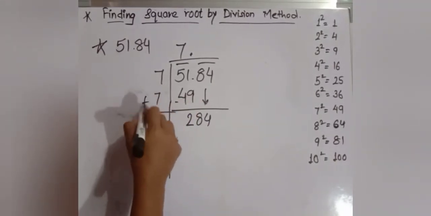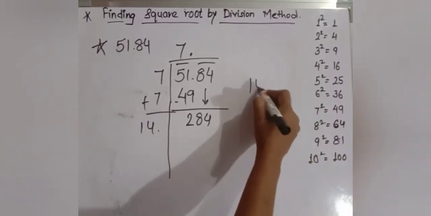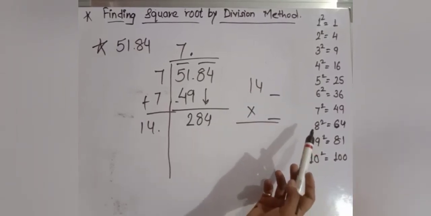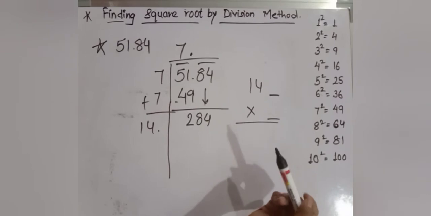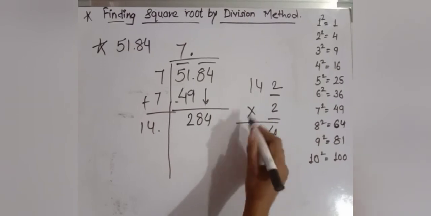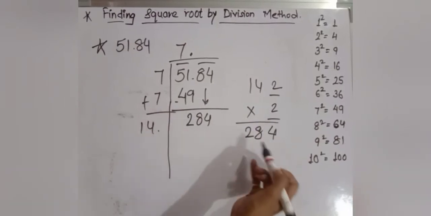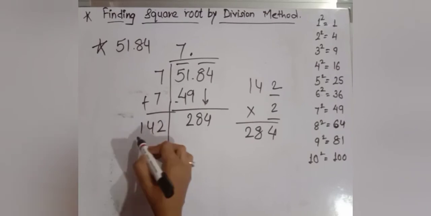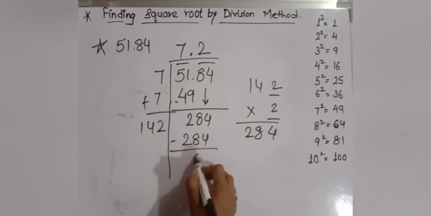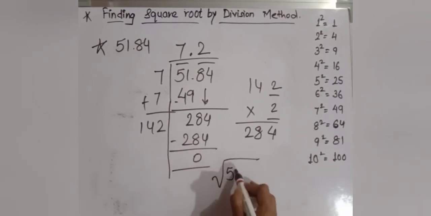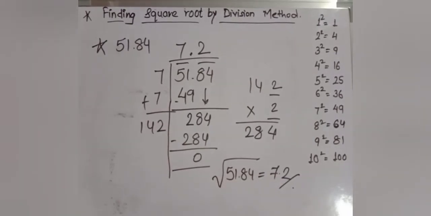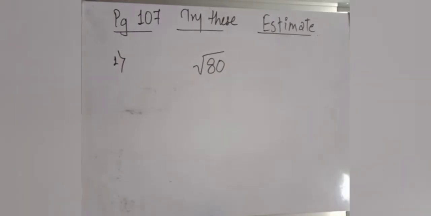So 7 plus 7, we have 14. Now find the number whose square ends with 4. We have only 2 square and 8 square. Let us go with 2 first. 2 into 2 is 4, 2 into 4 is 8 and 2 into 1 is 2. Yes, we are getting the answer 284 when we multiply by 2. So 142, here 2, 284. Subtracting, we get 0. So we can say that the square root of 51.84 is equal to 7.2.